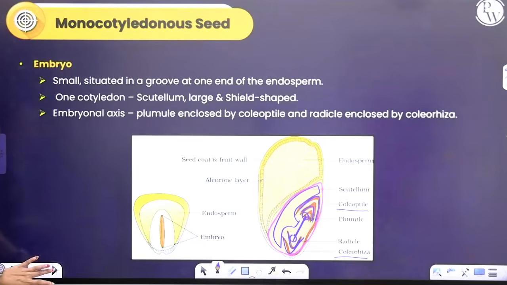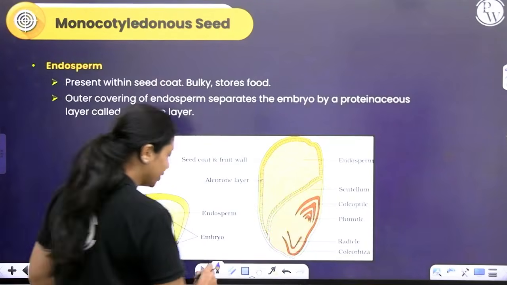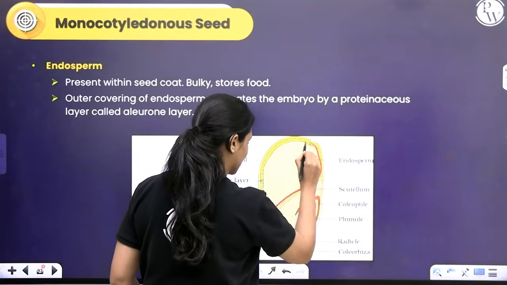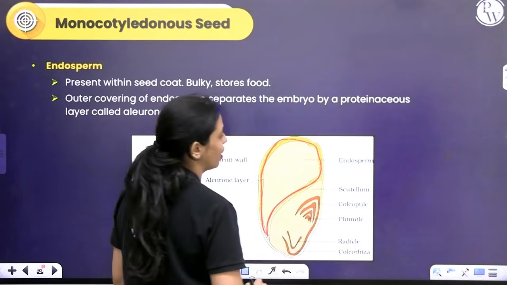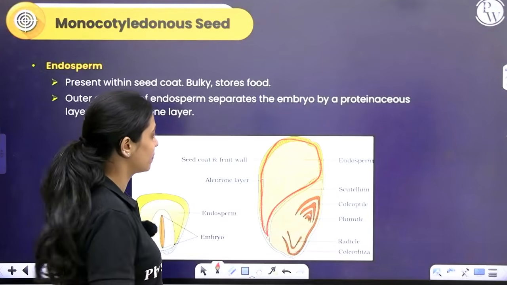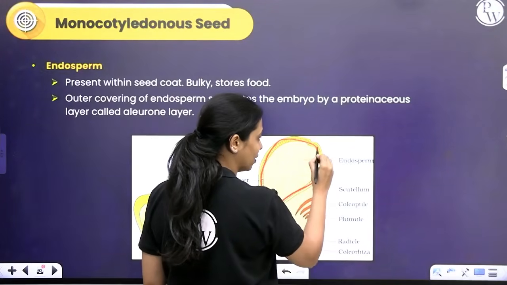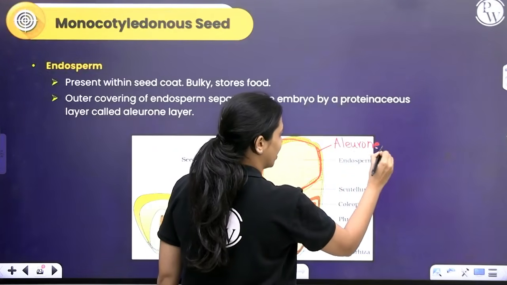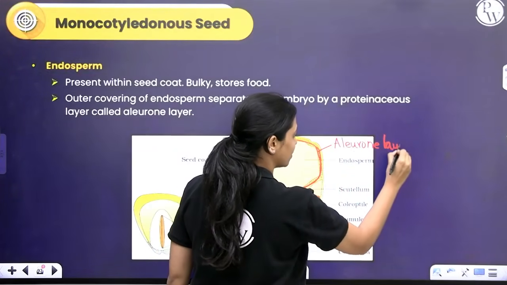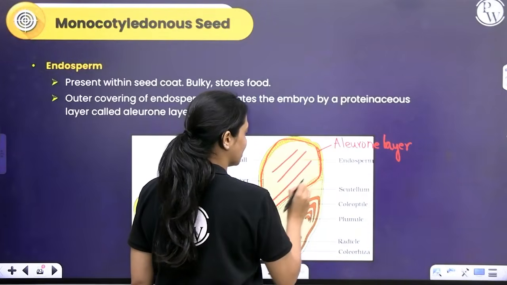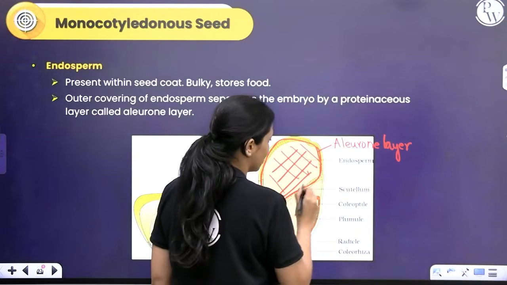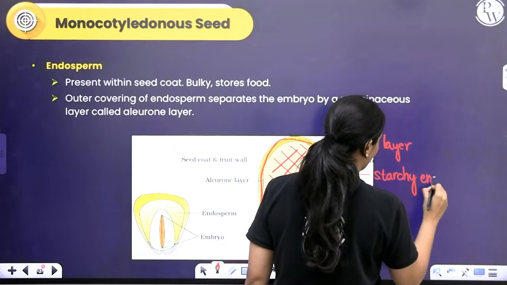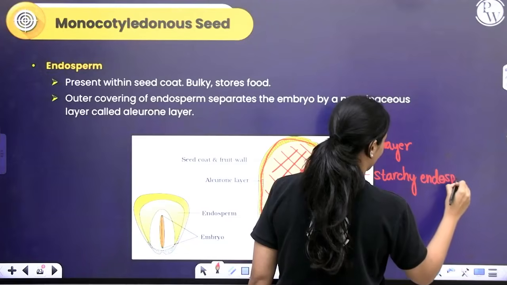Now, endosperm. In majority of the monocots, endosperm will be persistent even at maturity. Of course, even there you have exceptions. What I am outlining in red color is the endosperm. The endosperm outermost layer here is called aleurone layer. This is proteinaceous in nature. What you have inside is made up of starch. So you call this the starchy endosperm. Even here it is nutritive in function.